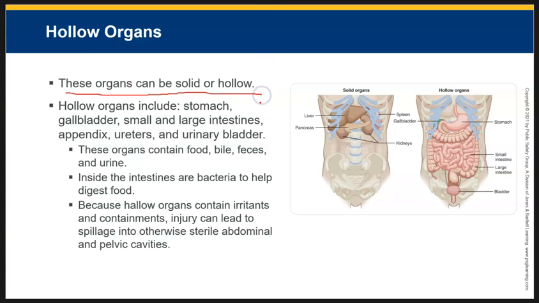Now, in determining what some of these possible injuries or emergencies could be, a useful classification is to divide organs into solid or hollow. Hollow organs include lots of our digestive organs, such as the stomach and both small and large intestines. They're dominated by these digestive organs because their purpose as hollow organs is to move food and feces and urine all the way through before being eliminated at the end of the system. Hollow organs contain irritants because of this digestive nature, and so any rupture there could spill some of their contents into otherwise sterile abdominal or pelvic cavities.